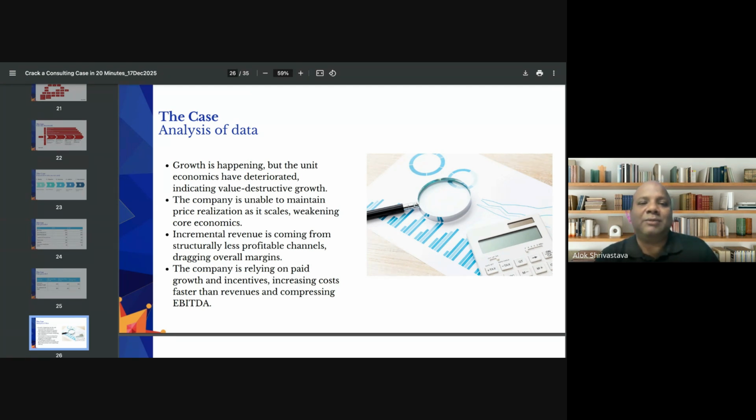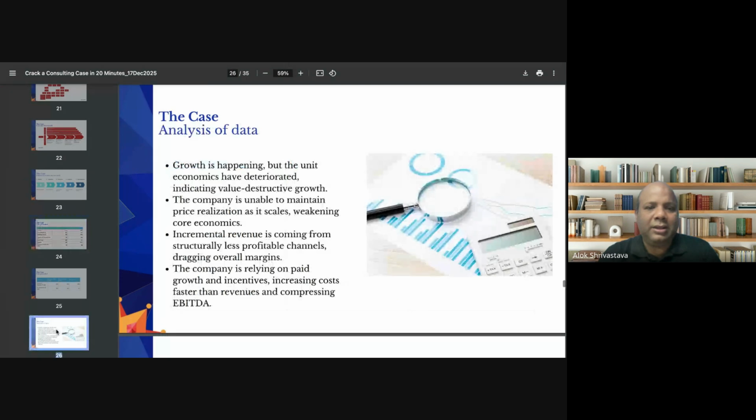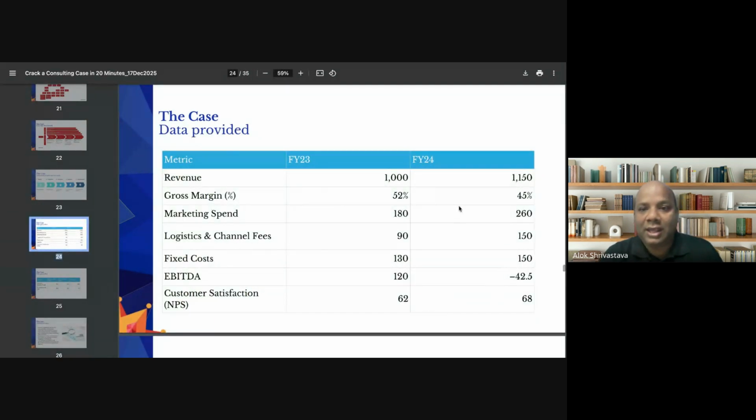Whatever I said, I've just written it here. Growth is happening, but it is unit growth that is happening. Our revenue has increased from 1,000 to 1150. But the unit economics have deteriorated, indicating value-destroying growth. Why value-destroying growth? Because we have increased our share of revenue from e-commerce, where our pricing power is less, and hence our margins are less, and hence it is affecting our EBITDA. At the same time, our marketing spend and logistics spend have also increased significantly. So that's how you analyze it.